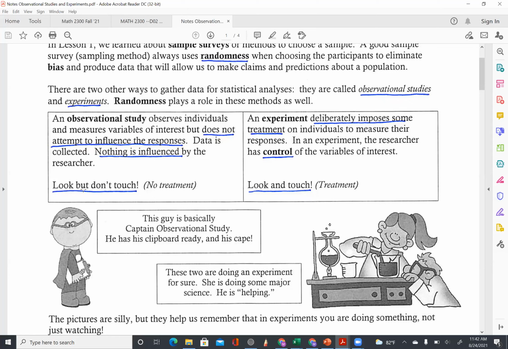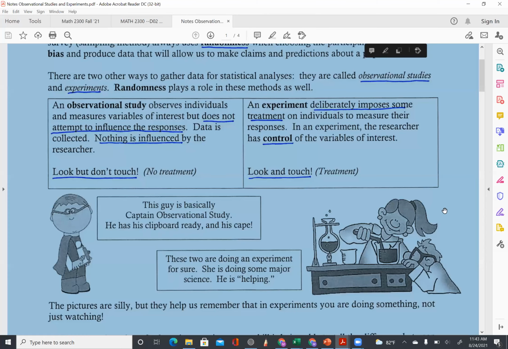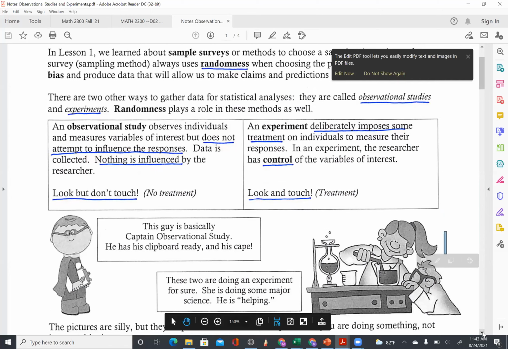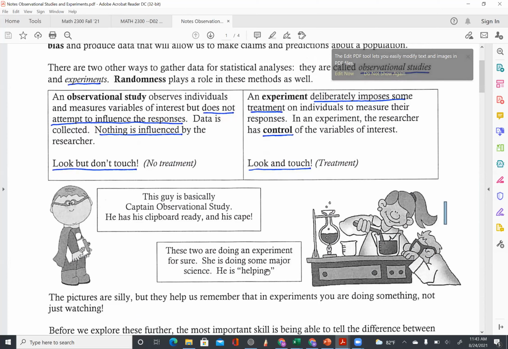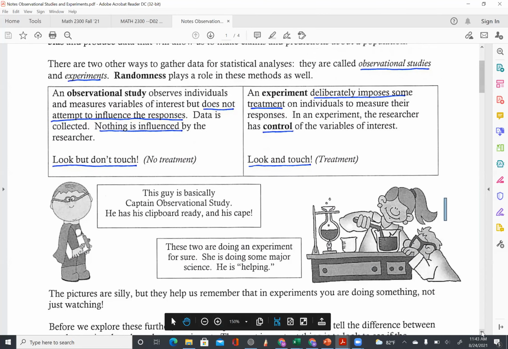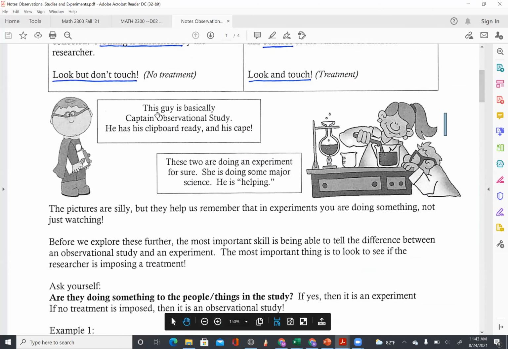So if you look at these two pictures, the first one, you can see here, this guy is basically just observing and collecting data, right? This guy is just observing. And if you look at the second picture here, you can see that they are not just simply observing. What they are doing is some experiment, maybe some chemical experiment, and she's doing some major science. And this guy is helping. Actually, this is a very good representation of the observational study and the experimental design, because it is very clear that this guy is just watching, but they are doing some experiment.